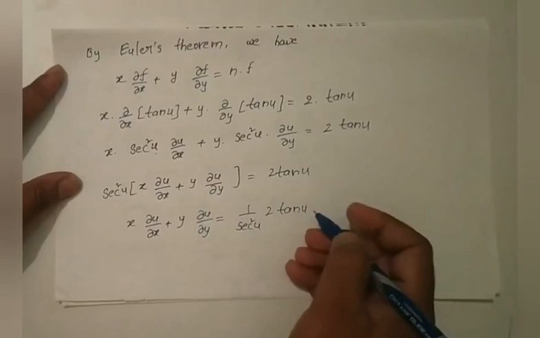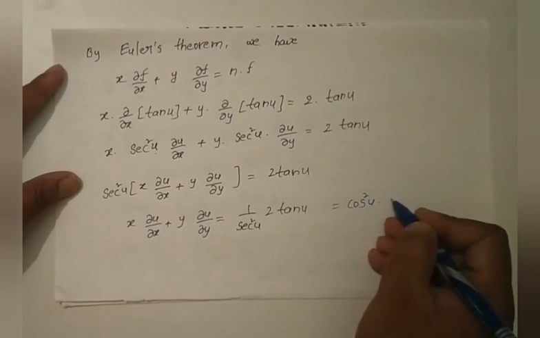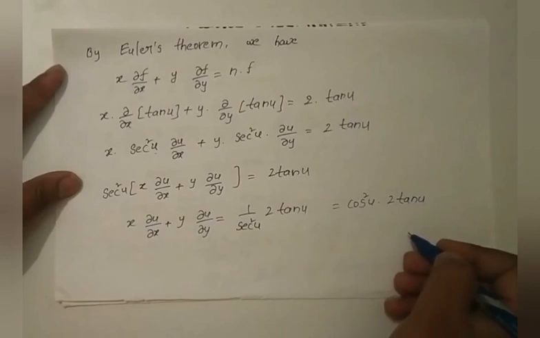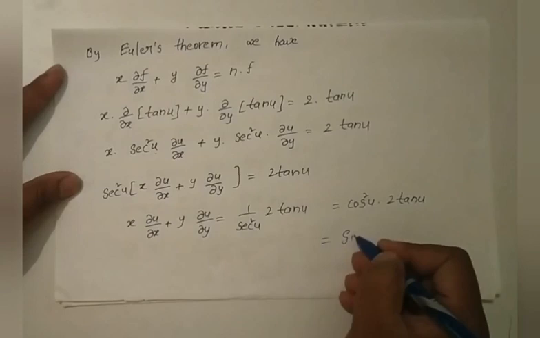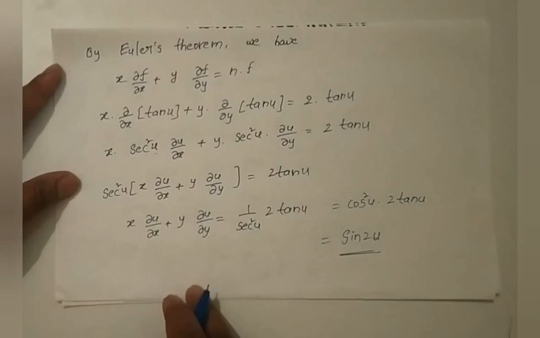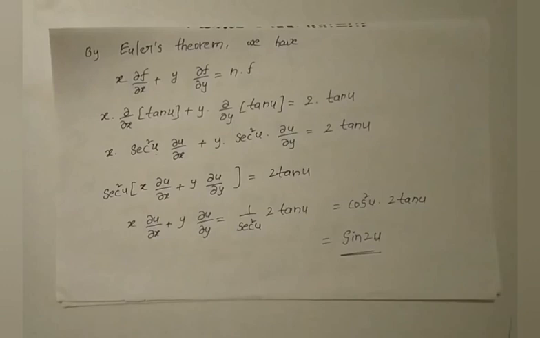1 by secant square u is nothing but cos square u, so cos square u into 2 tan u. 2 tan u is nothing but 2 sin u by cos u. Cos u, cos u get cancelled. 2 sin u cos u is nothing but sin 2u. Please check it. Okay, first one is completed.